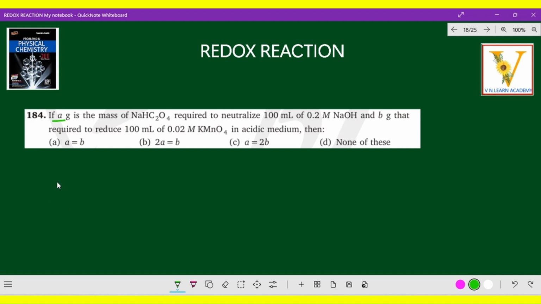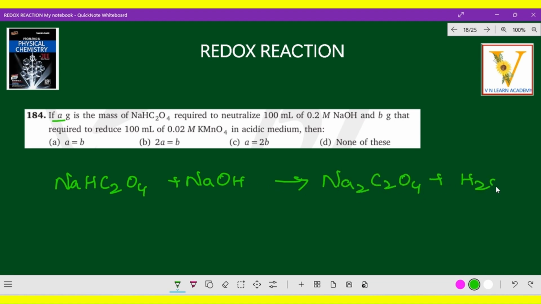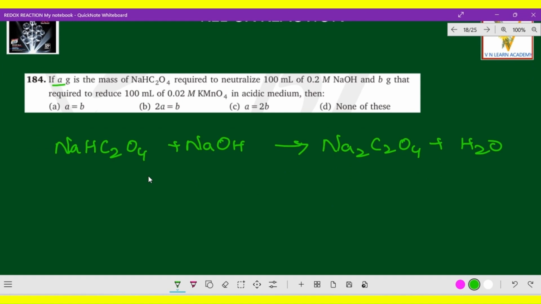Now here I just mention that equation. Sodium bioxalate NaHC2O4 plus NaOH gives Na2C2O4 plus H2O. So this is an acid-base reaction, giving salt and water naturally. Here the number of moles: this is 1 mole and this also 1 mole, right? So the number of moles of sodium hydroxide is given mass by molecular mass.